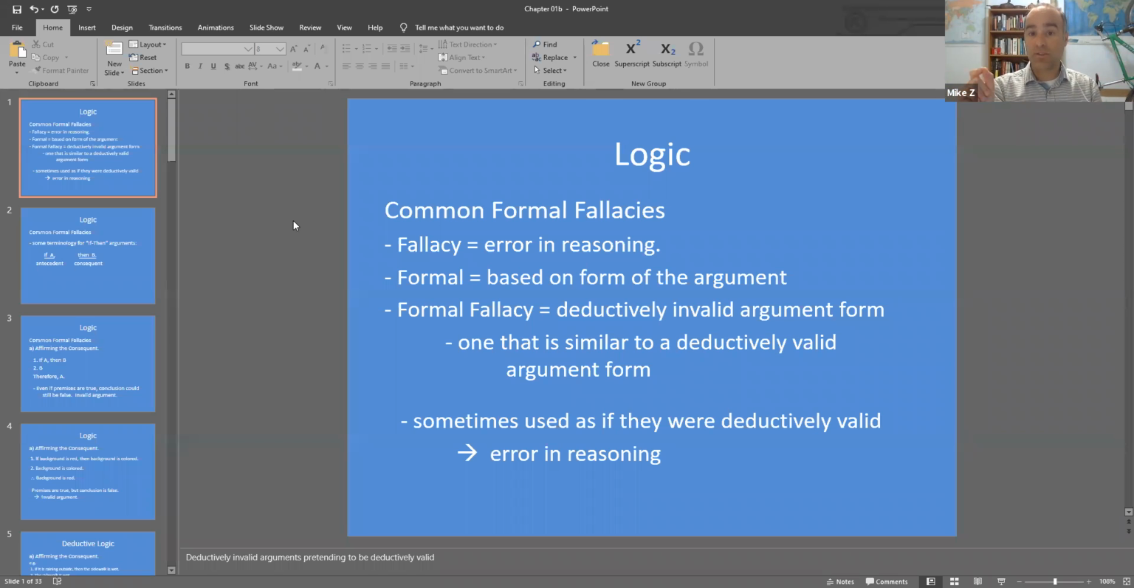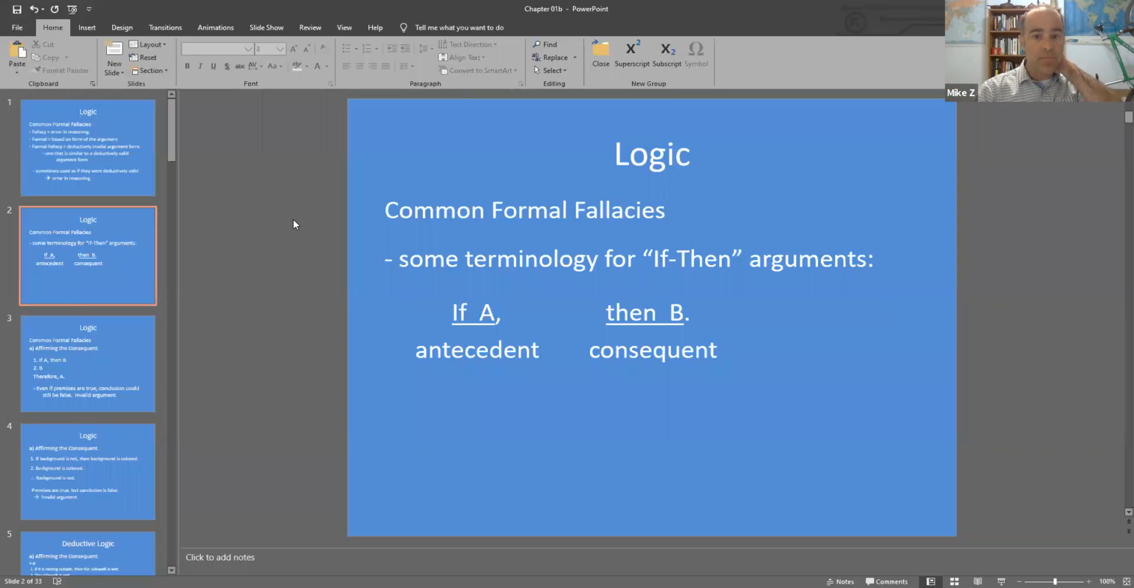And so it turns out that these argument forms are deductively invalid, although we can be fooled, perhaps, if we're not careful, into thinking that they're deductively valid. So this is why it's an error in reasoning. We think we've got a deductively valid argument, but it turns out that the form was wrong. And so it's a formal fallacy. It's deductively invalid.